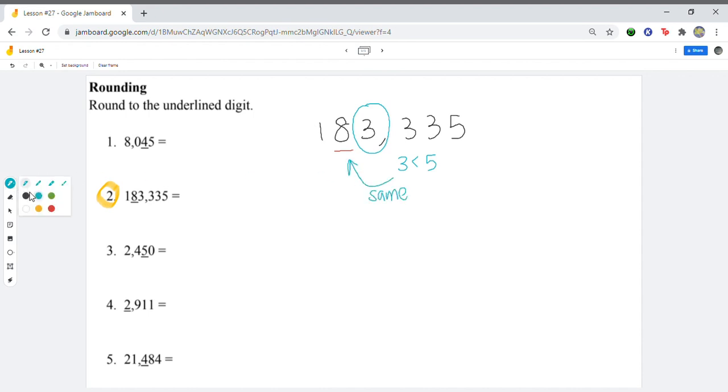So as of now, it looks like this, 1, 8. We're going to keep it the same. And the rest of the digits after the underlined value, they're all going to turn into zeros. So 1, 2, 3, 4 zeros. So our final answer should be 180,000. So this is how you round to the underlined digit of 8. And that's it for today.